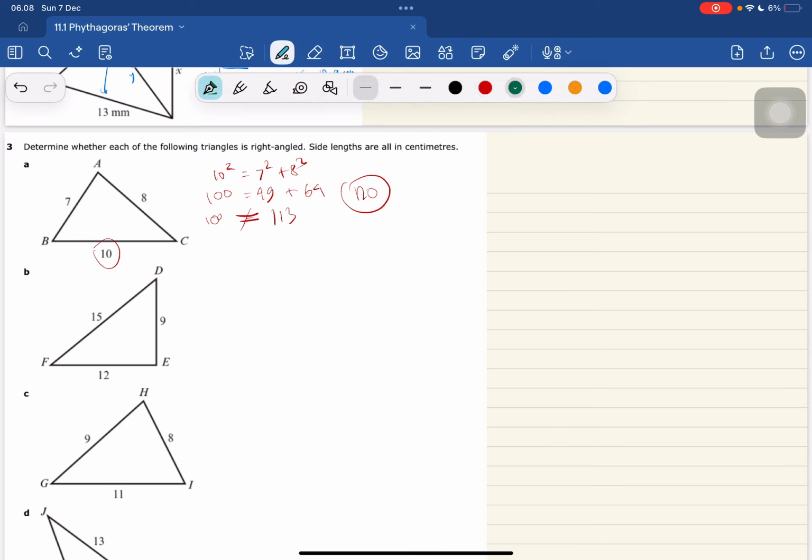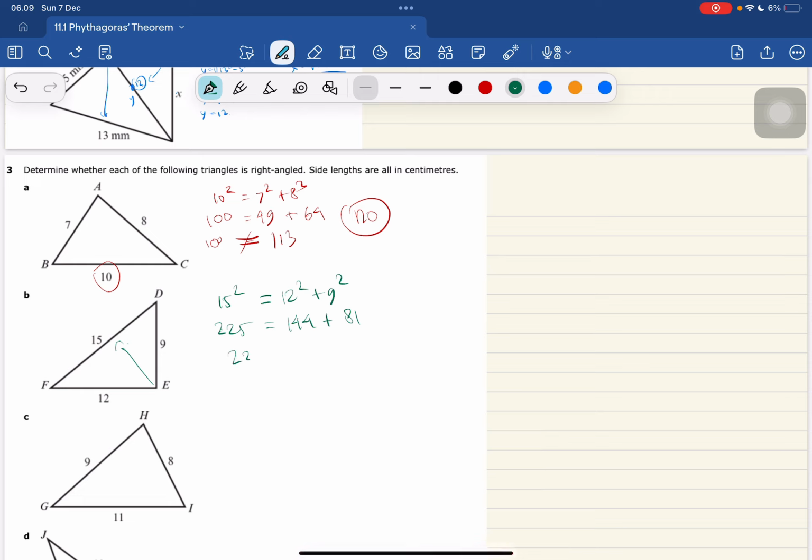Let's check it. The longest line is here, 15. So 15 square, is it equal with 12 square plus 9 square? So let's find it out. So 15 square is 225. Is it equal to 144 plus 81? So 144 plus 81. Yeah, this is equal. So 225 equal to 225. Okay, so this is yes.